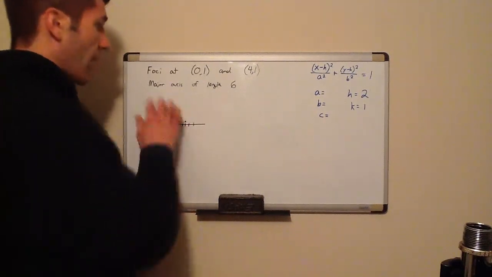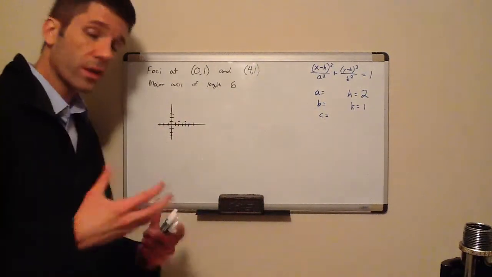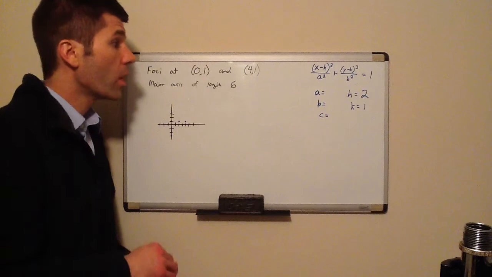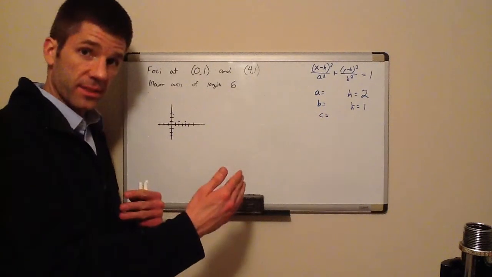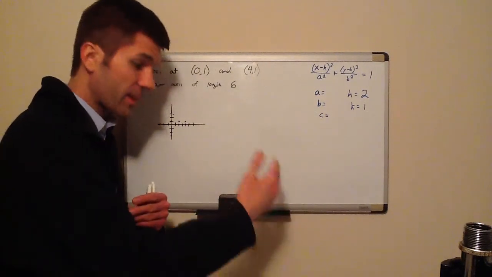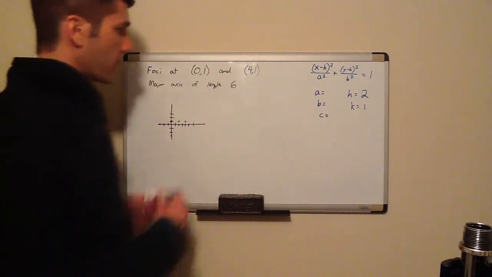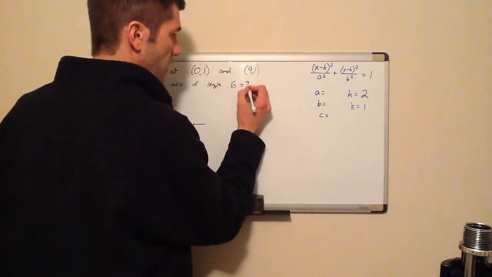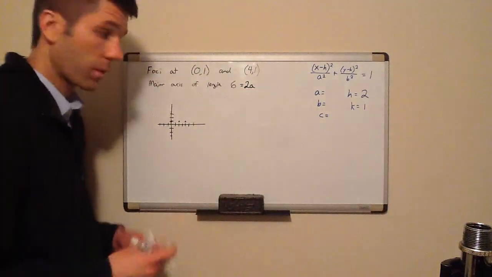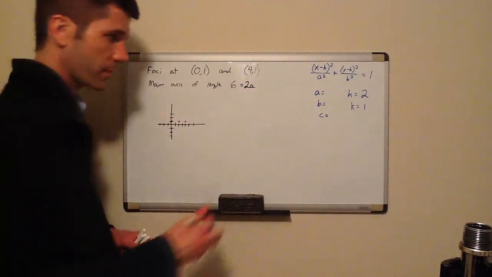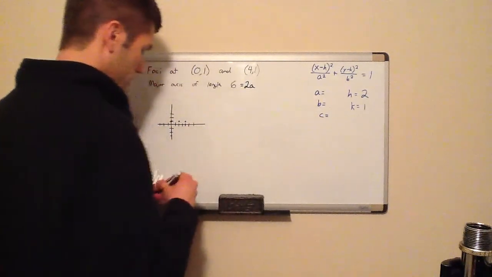So the major axis is of length 6. And one of the things that was told to you in the previous video was that the major axis has a length that is 2a. So let's just come over here with a pen and let's write down something. 6 equals 2a. Well, if 6 is 2a, well, obviously we know what a is now. Oh shoot, let's not write it there.